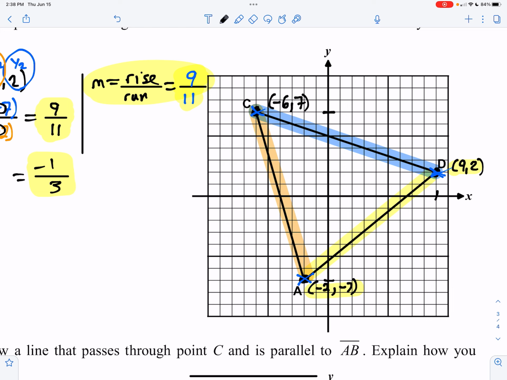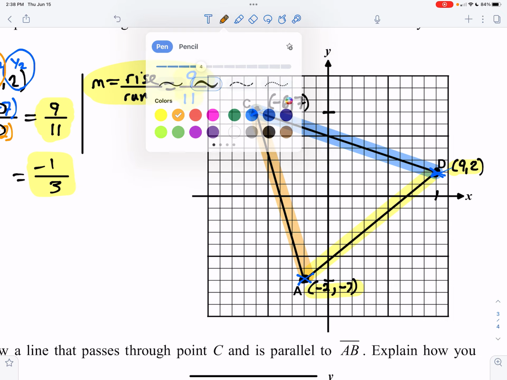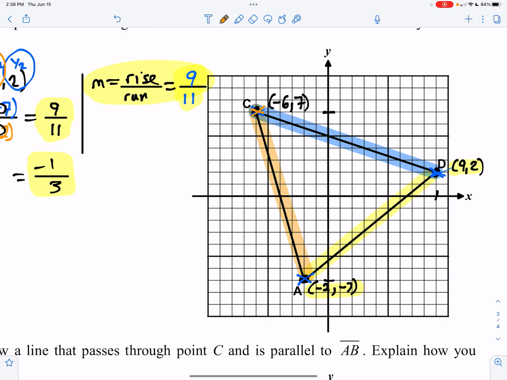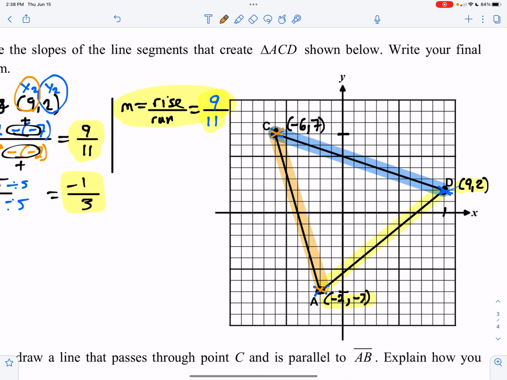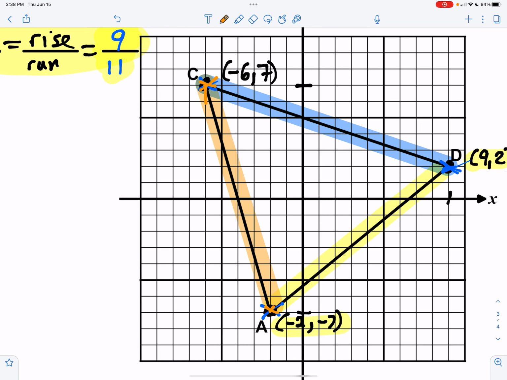So now I've got to go from C to A. So to get that, I'm going to go 1, 2, 3, 4, 5, 6, 7, 8, 9, 10, 11, 12, 13, 14. So the rise is negative 14. And the run is going to be 1, 2, 3, 4. Run's going to be 4.